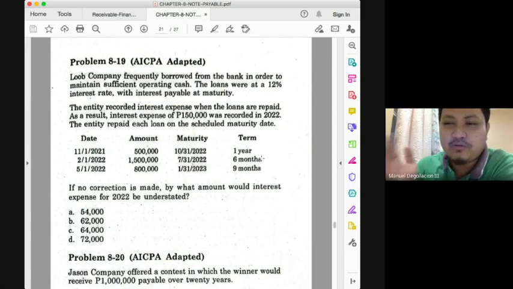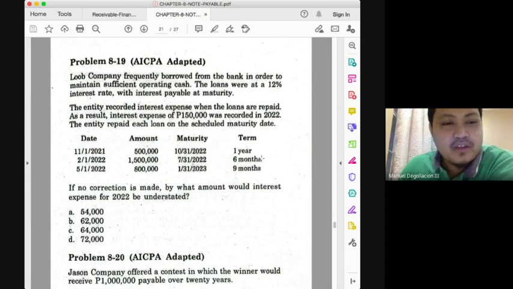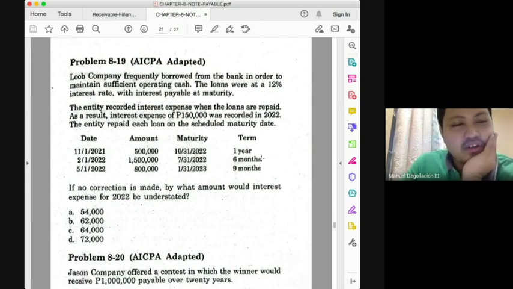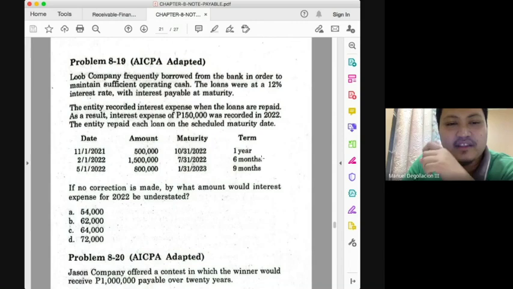No amount of interest is lost. Everything is recognized correctly in this year. Okay, and then the third one here, it was issued on May 1, 2022, and it will mature on January next year. So since it will not be paid this year, the entity did not recognize any interest from this promissory note.